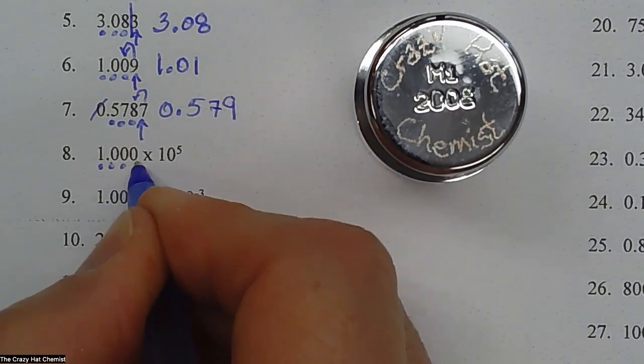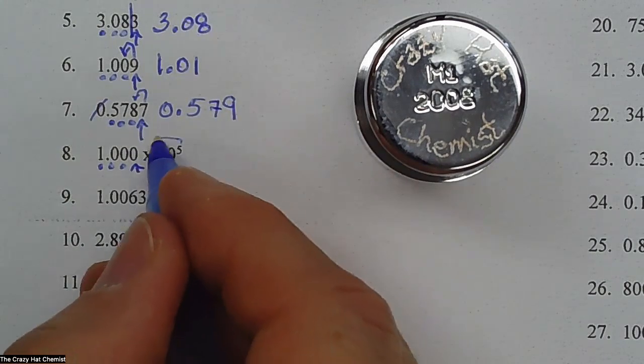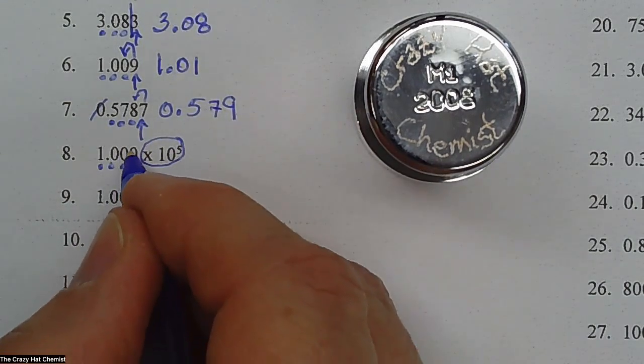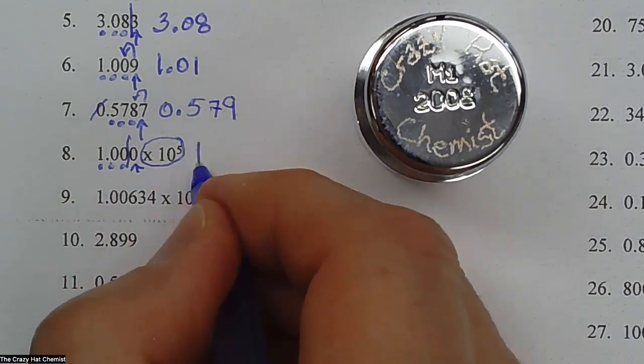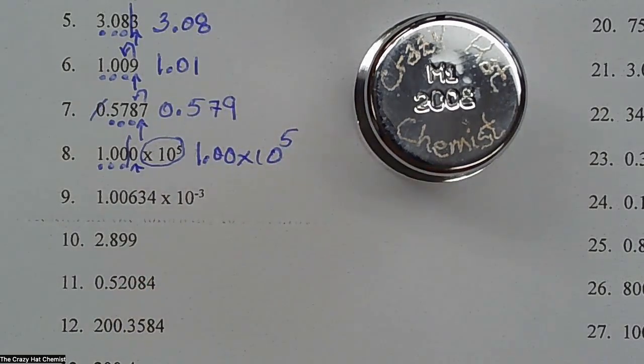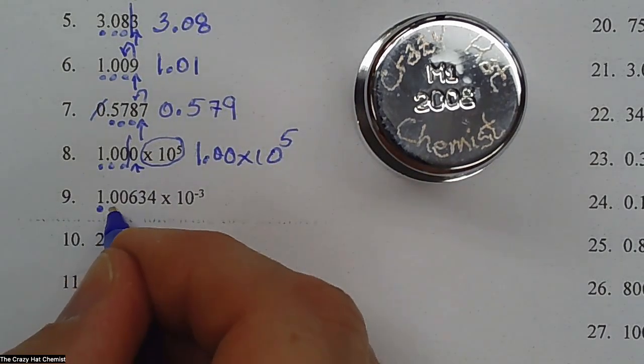1, 2, 3 numbers. I'm rounding with that 0. This is an exponential notation, so I must keep this. That 0 is less than 5, so I'm going to chop the number. So 1.00 times 10 to the 5. Okay, perfect.